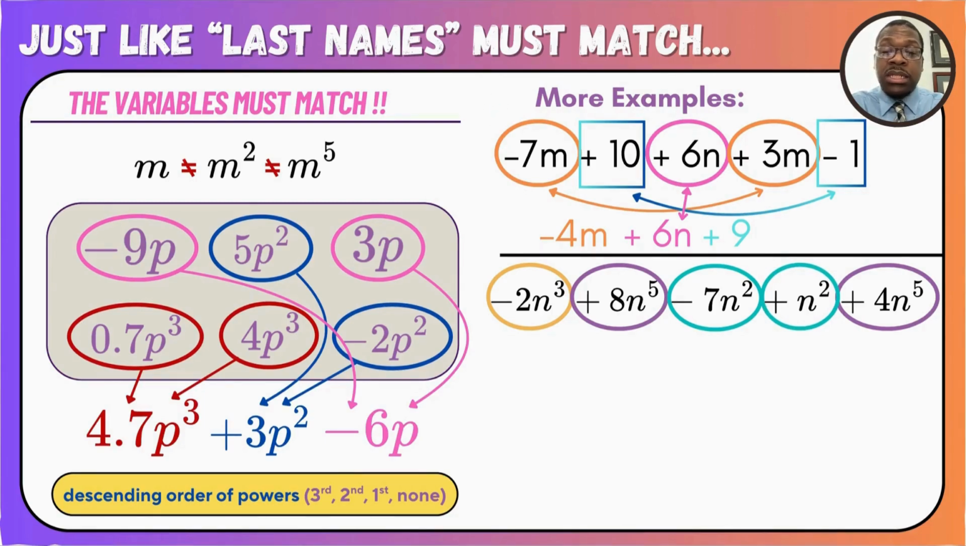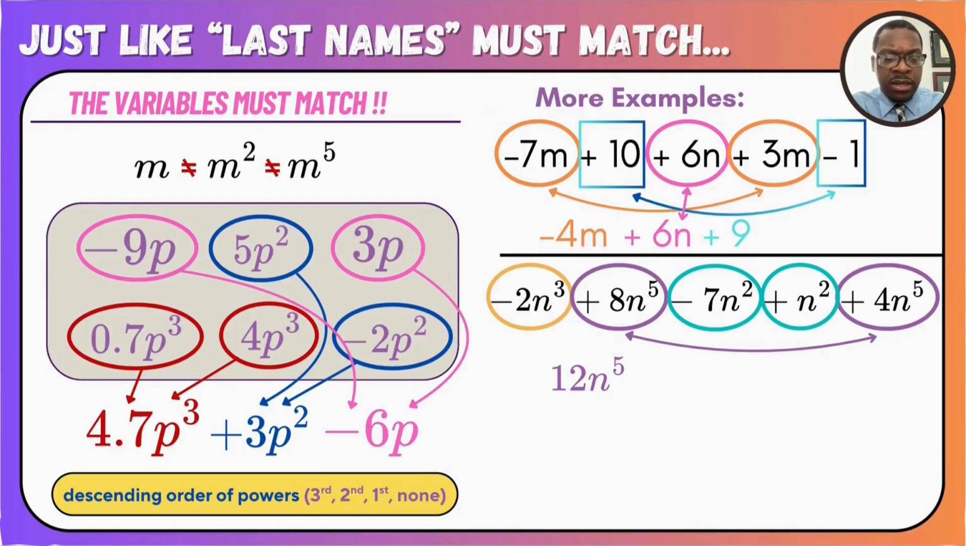Now, we do descending order of powers. So we want to start with the biggest exponent, which is n to the fifth. We have positive 8 combined with positive 4. That should give us positive 12, 12n to the fifth. All right, our next highest exponent, we don't have any n to the fourth, so we skip that one.